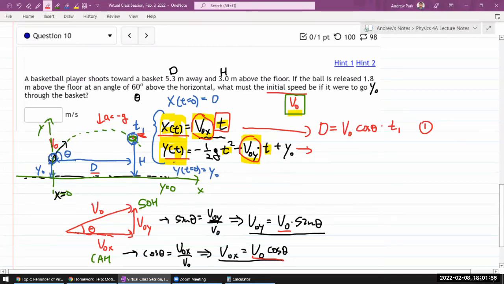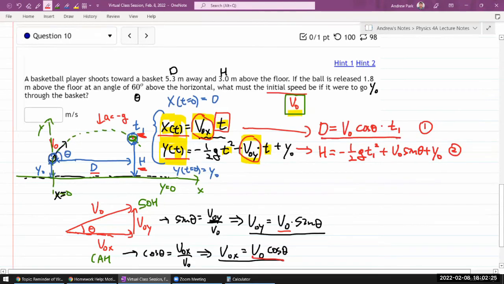The height at time t1, I know that from the problem description here, it'll be at height h. So h is equal to, let me write down the rest, minus 1/2 g t1 squared plus this v naught sine theta times t1 plus y naught. That's my equation two.